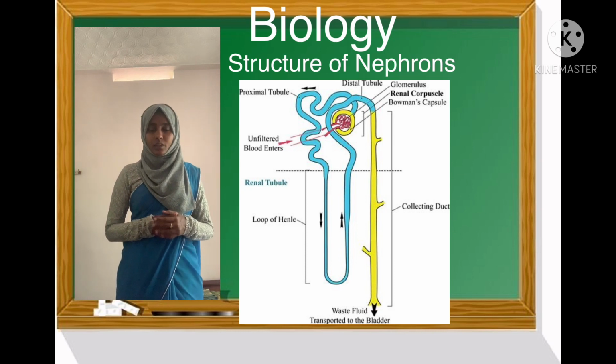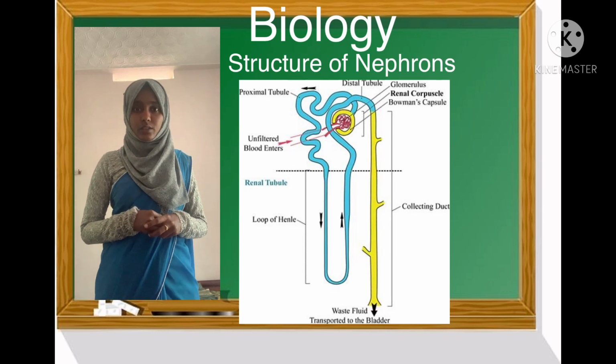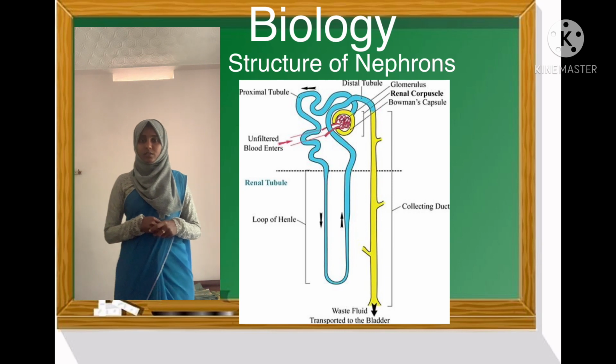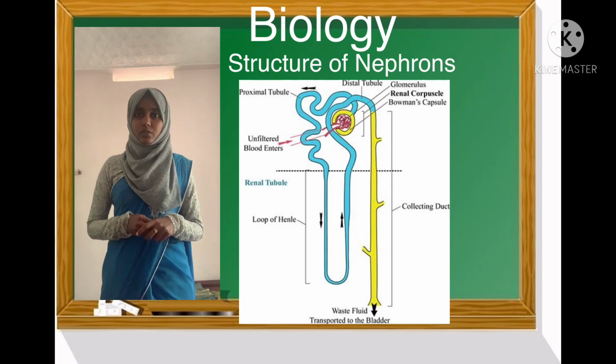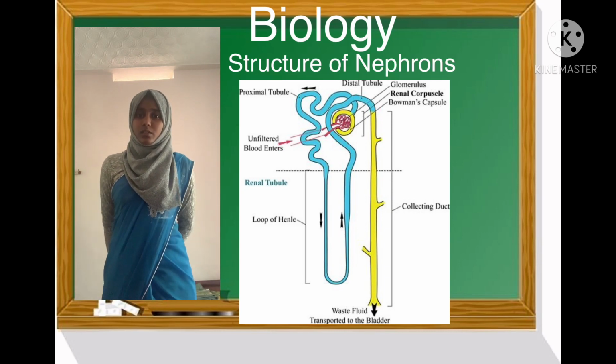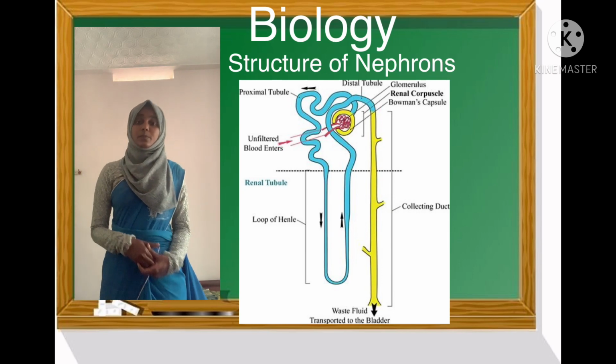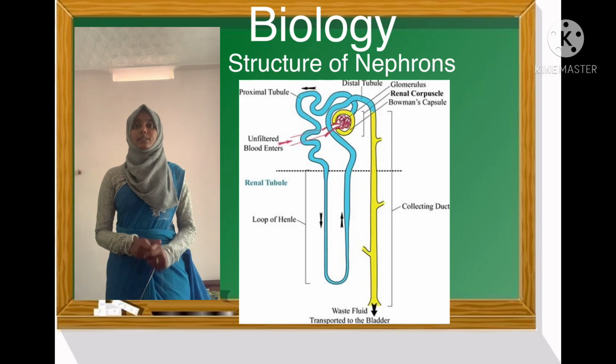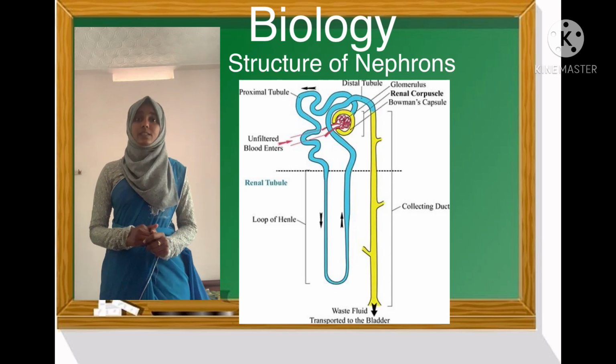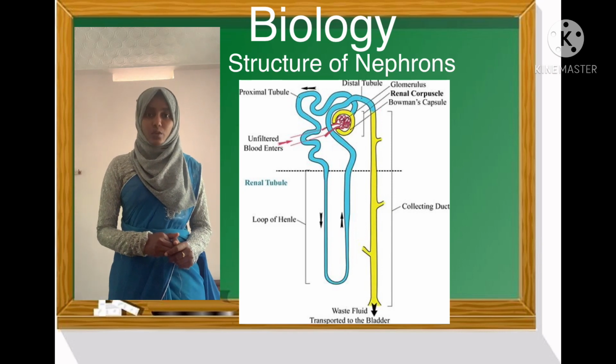Okay. Do you get it? All of you understand the parts of nephron? One by one, I will ask some questions. First one, what is Bowman's capsule? Bowman's capsule is a double-walled cup-like structure seen around the glomerulus.